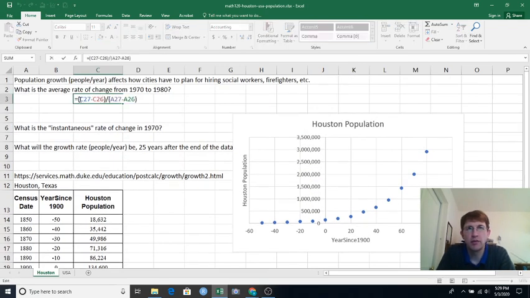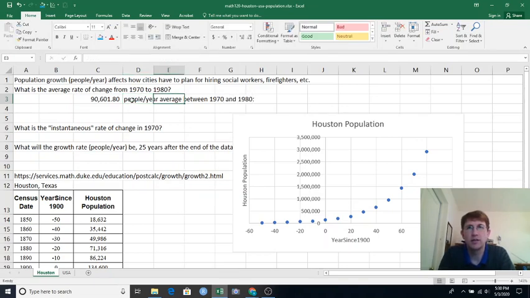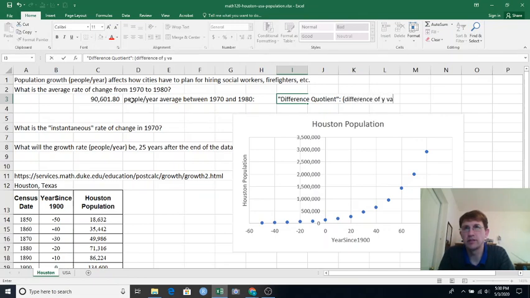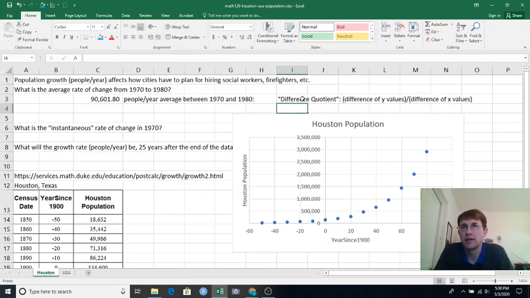So that number, that average rate of change, that slope in people per year, between 1970 and 1980, that's called a difference quotient, because it was difference of the y's divided by difference of the x's. So we're going to be talking about difference quotients a lot. It's good to get in the habit of talking about them.